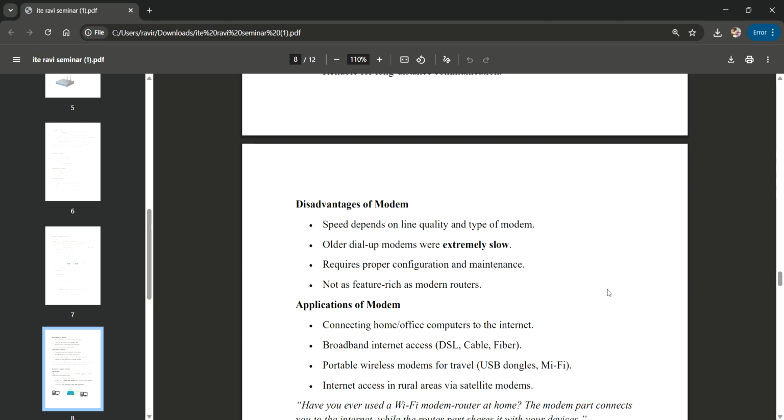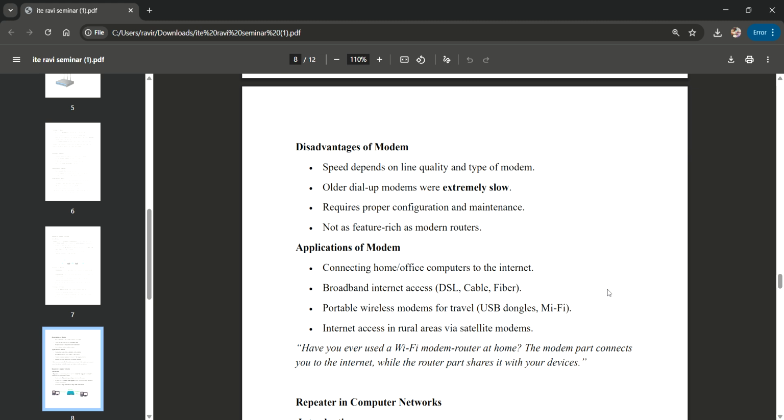So applications of modem. It connects home computers to the internet, and it provides broadband internet access using DSL, cable or fiber. It is portable because wireless modems are used for travel purposes, such as USB dongles or MiFi. It provides internet access in rural areas through satellite modems.